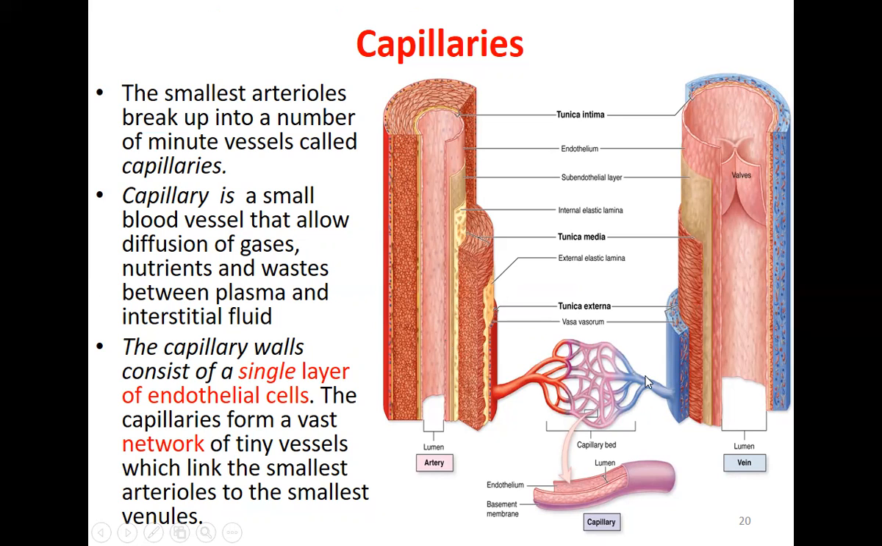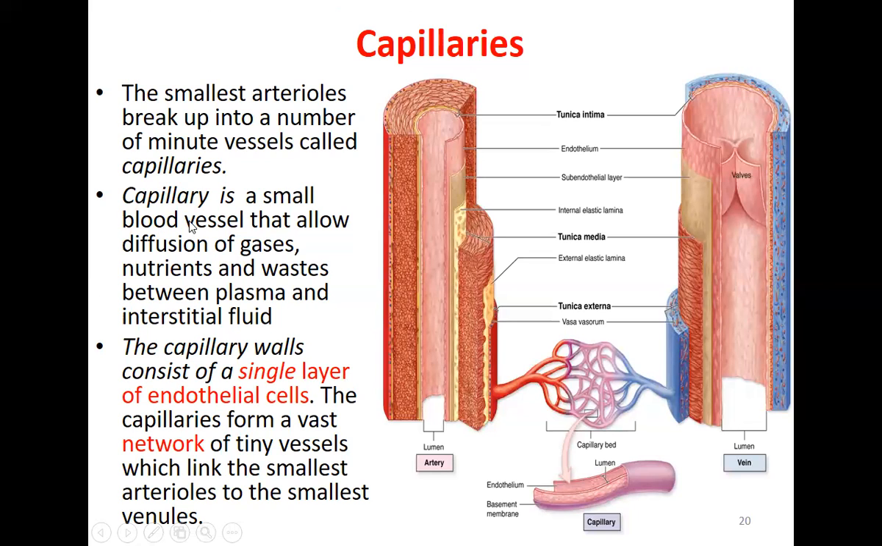Between the arteries and the veins, these are called capillaries. The blood is pumped from the arteries into the smaller arteries. These are arterioles, and here is the capillary bed. From there, the venous blood will go back into the veins. So the smallest arterioles break up into a number of minute vessels called capillaries.